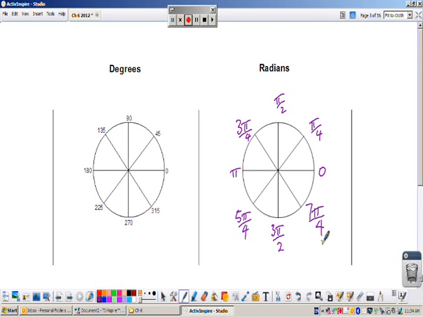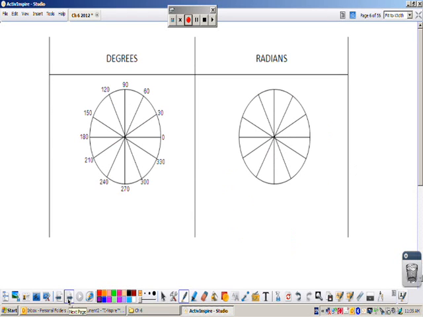And the really easy way to remember the pi on 4s is to just look at the pattern, the coefficients of pi. It goes 1, 3, 5, 7. So it's a really easy sequence to remember. Let's have a look at the pi on 6s now. We've got this divided up into 12, 6 above, 6 below.